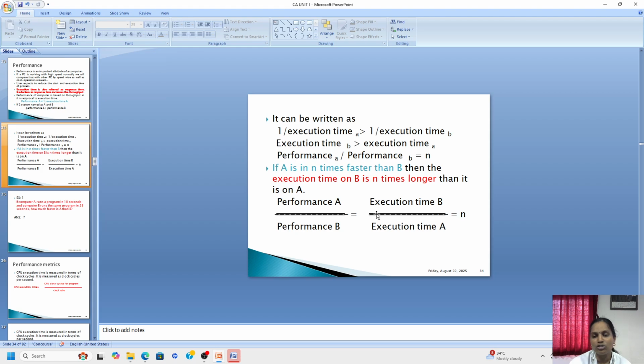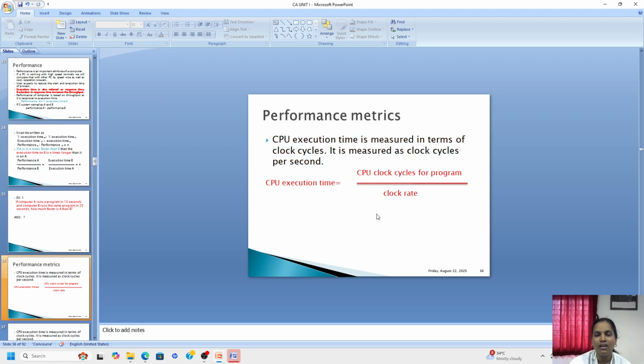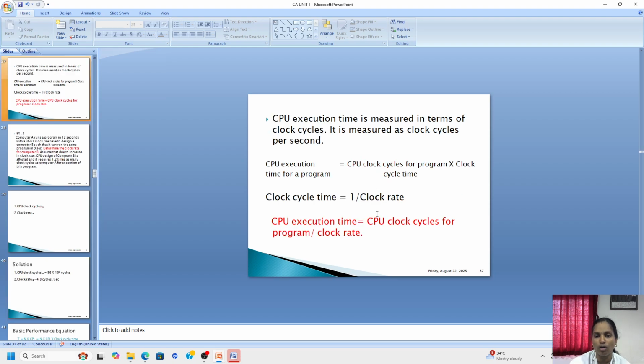If the performance of two devices is being evaluated, the following formula is used: performance of A divided by performance of B equals execution time of B divided by execution time of A. The performance metric, the overall CPU performance, is calculated using this formula: CPU clock cycles for a program divided by clock rate.